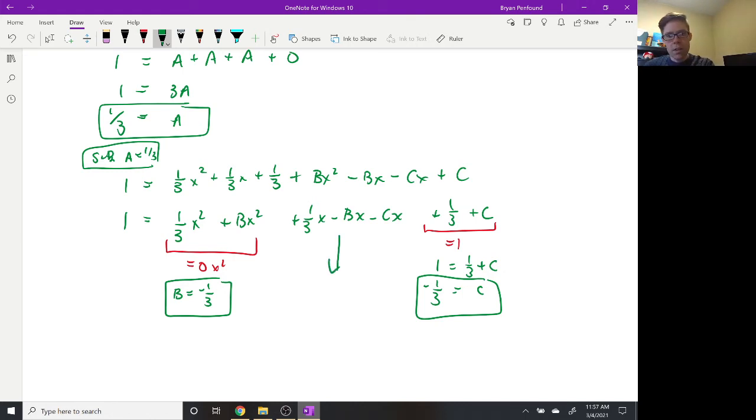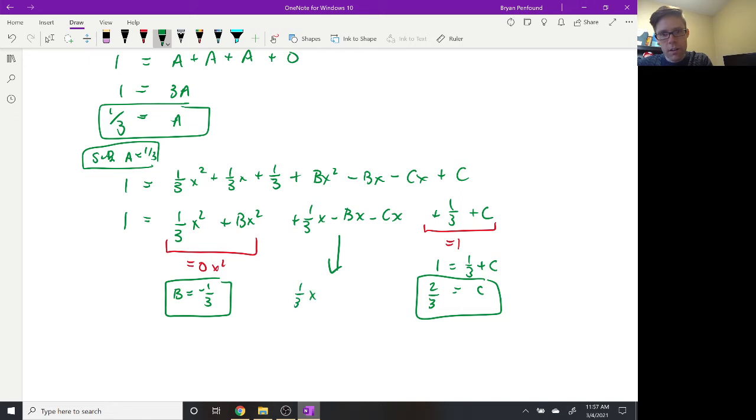We can use this middle bit here to double check that all of our calculations are correct. Something isn't right. Oh, it's this number here, 1/3. This should not be negative 1/3. This should be 1 minus 1/3, which is 2/3. So c should be 2/3. My apologies. So I'm using this middle portion here to double check that my answers are correct.